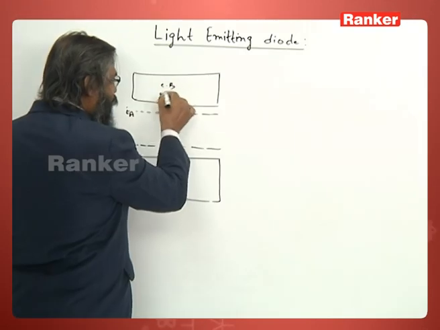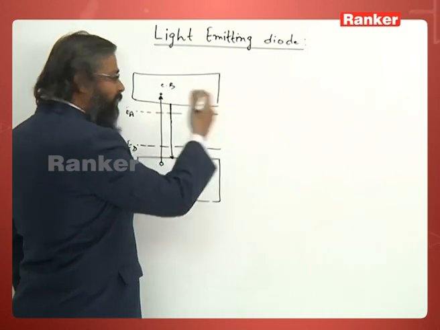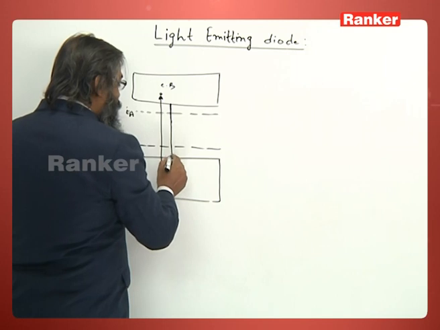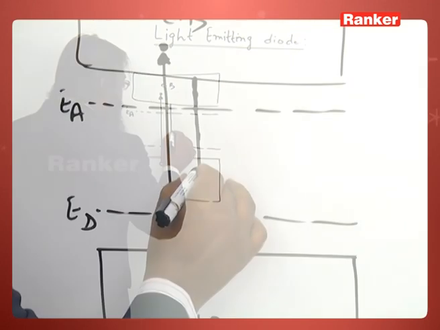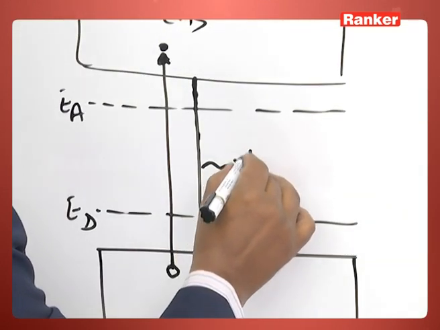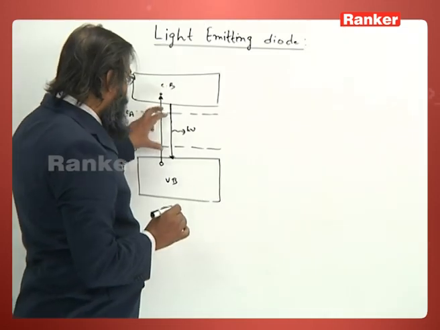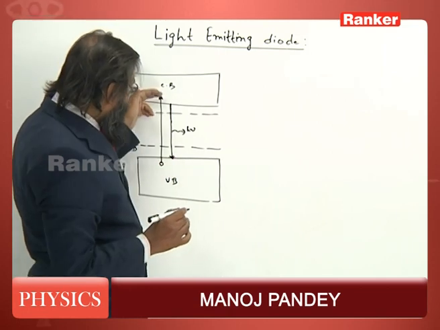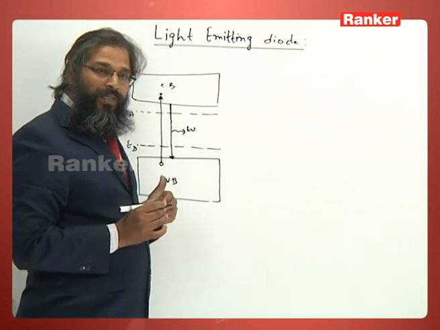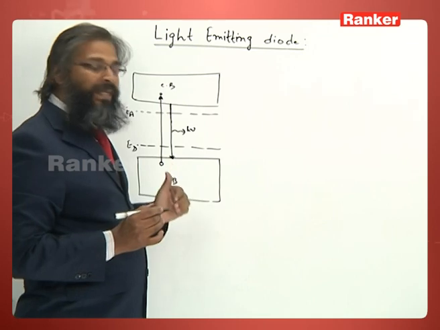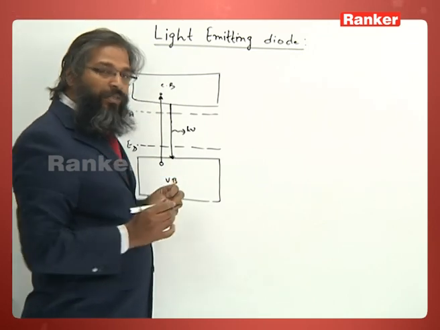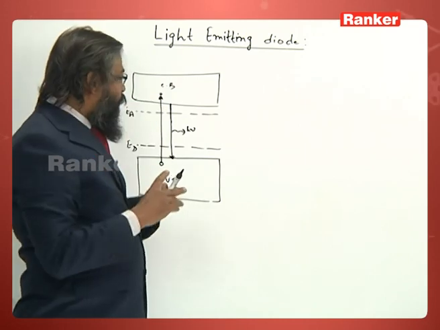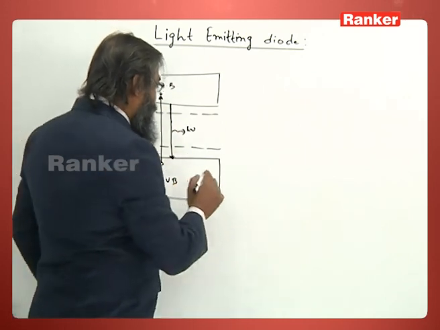The electron from the conduction band, that is from the n side, comes and joins the valence band hole, and then you see the energy is radiated. So this is a radiative combination. When this electron combines with the hole in the depletion layer, it will emit a photon. So here a photon is emitted.